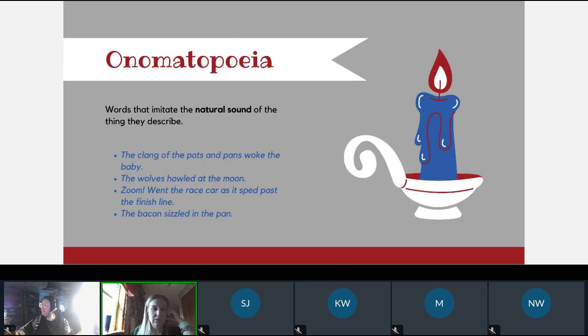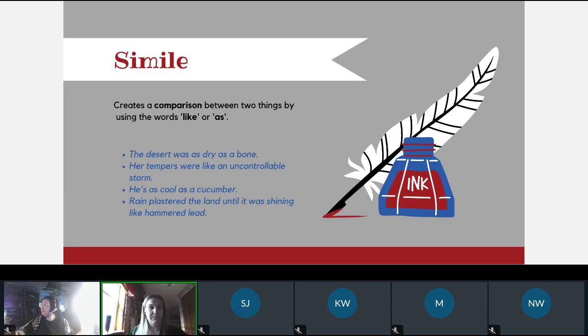Now let's talk about a couple of bits of figurative language, just a few, and I'll go fairly quickly so we can get started on our activities. An onomatopoeia is a natural sound, so the word is written almost the way it sounds. Like pop, right? When I say pop, it's almost spelled the same way that it would sound if you're popping popcorn. The clang of the pots and pans woke the baby. The wolves howled at the moon. Clang, howled. Zoom went the race car as it sped past the finish line. The bacon sizzled in the pan. Onomatopoeia is my favorite figurative language, by the way.